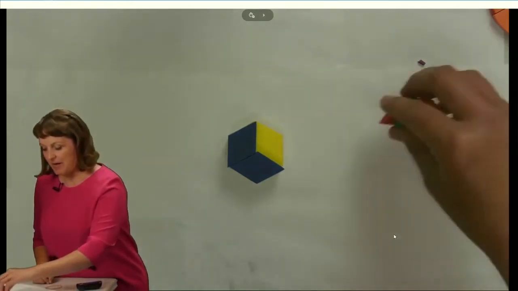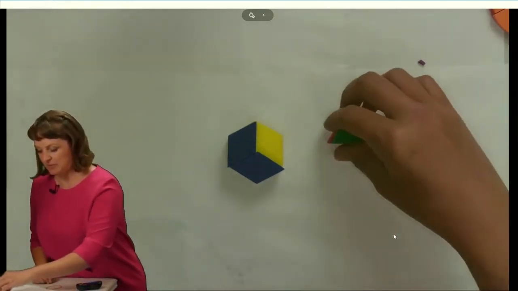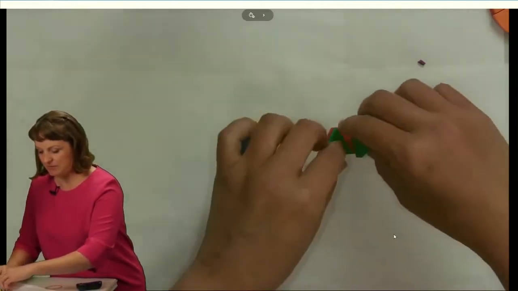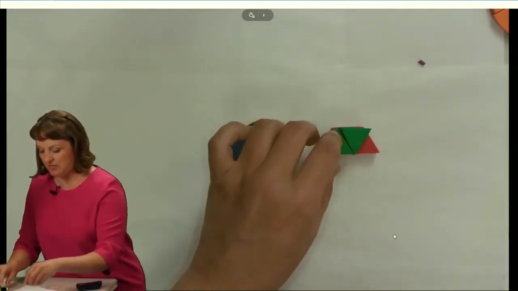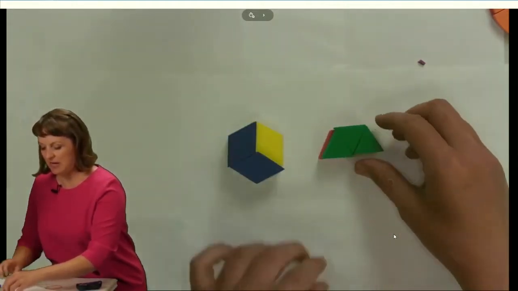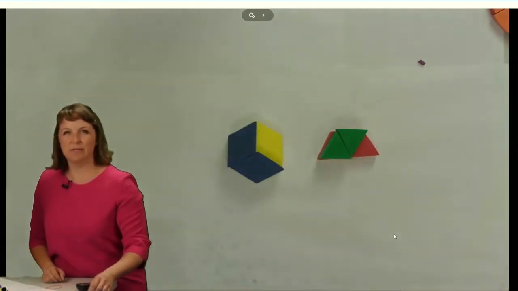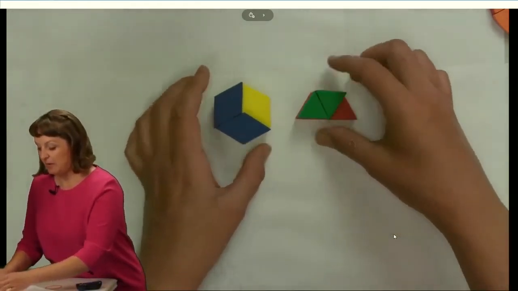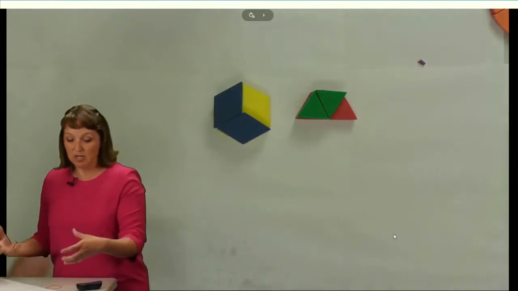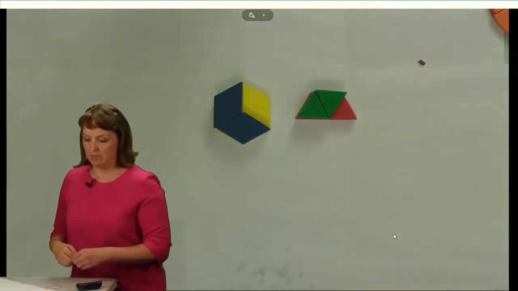parts. But the pattern blocks often allow us to do this in multiple ways. So here is a trapezoid broken into 1, 2, 3 equal parts, and I can show 2 of those 3 parts. I can also put pattern blocks together to show larger areas and break those into equal parts.